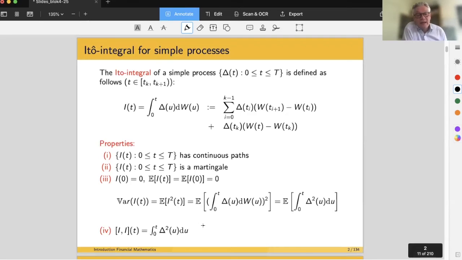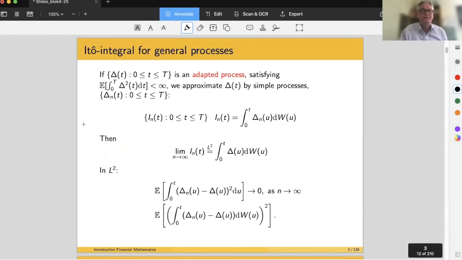And finally, related, the quadratic variation of I, the square bracket I of t, is the integral from 0 to t of Delta squared u du. These were the properties that we were heavily using and that we have proven for simple processes. Then in the next step, we moved from the simple processes towards the more general adapted processes.